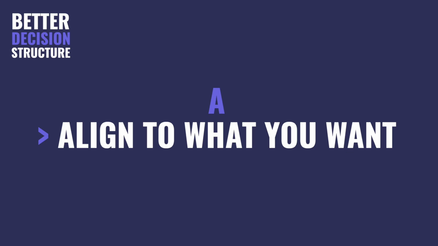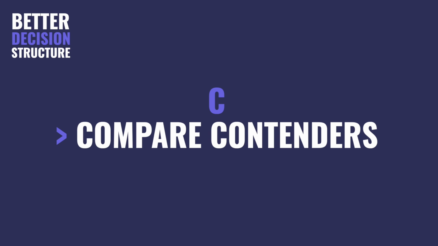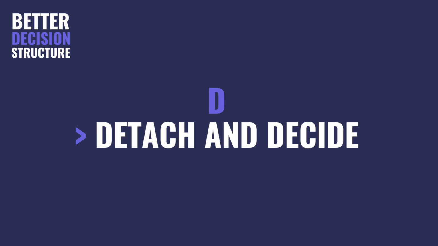A is align to what you want. B stands for broaden your options. C stands for compare contenders. And D stands for detach and decide. Now let's break it down.